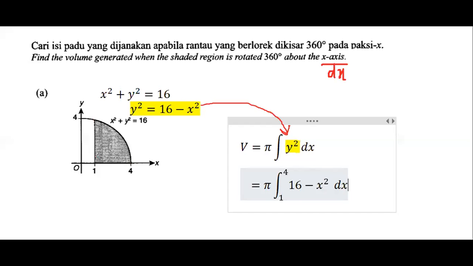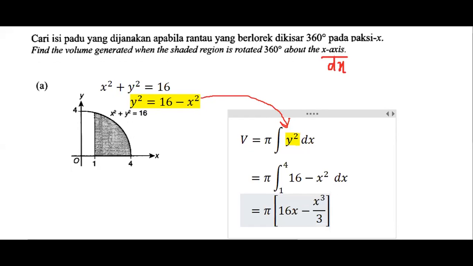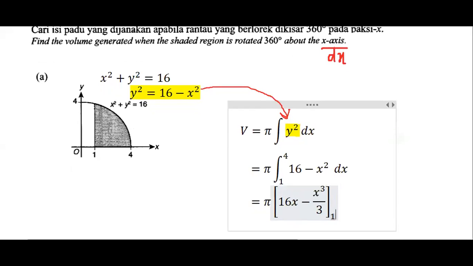Okay, so far okay? First step, determine dx or dy. Second step, find the y square. Put in. Okay, third step, do integration. Okay, 16 we need to become what? 16 jadi apa? 16x. Okay, remember? No x, we just put the x for them. Ini pengamiran. X square, kuasa 2 kena tambah 1. Ingat, kuasa tambah 1 bahagi kuasa. The power plus 1, so 2 plus 1, 3 over the power 3. So here, okay, we put in 1 to 4.